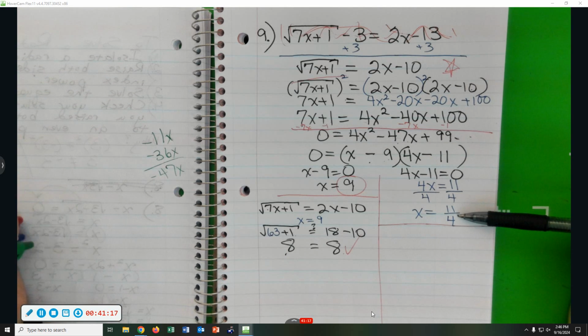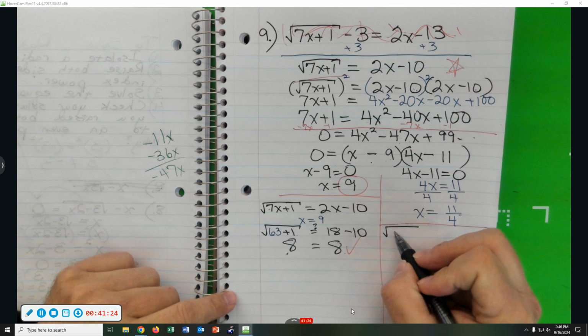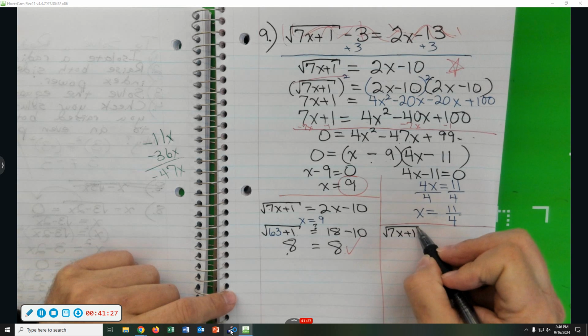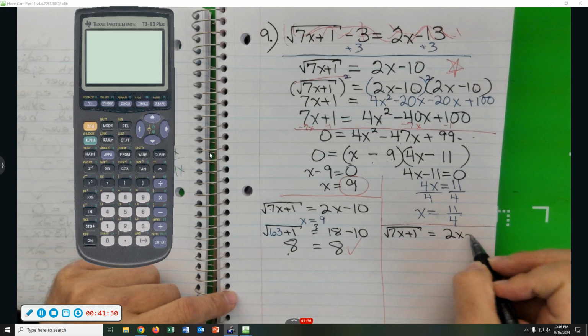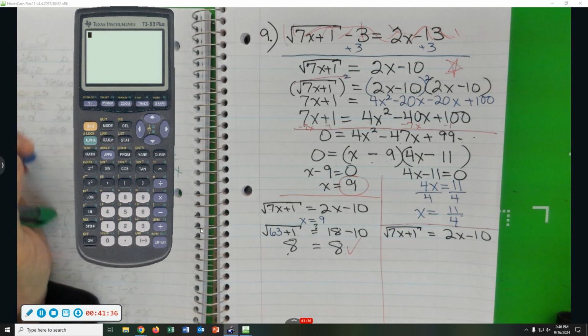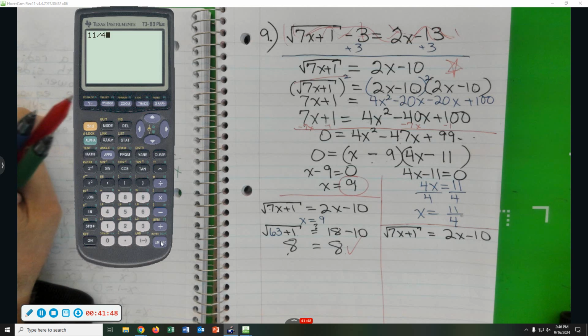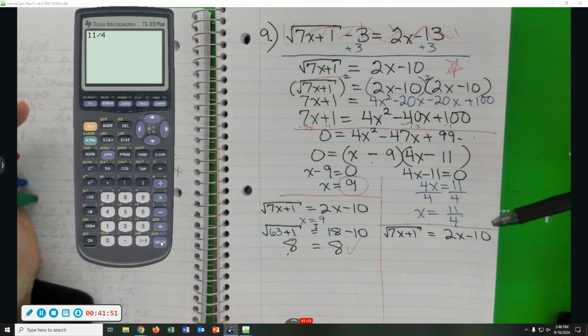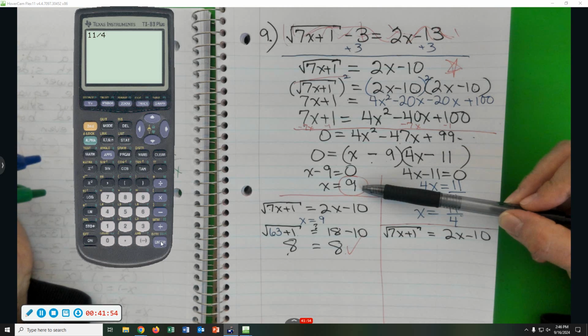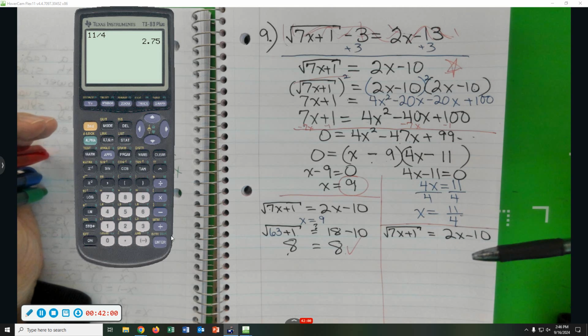What about 11 fourths? Let's plug in 11 fourths. Pull out your calculator, Tony. That'll make it easier. After teaching this stuff for so many years, I've noticed something. If it's a square root equation and you have two possible solutions, more times than not, one will check and one won't check. So right now, if I just had to guess, I know 9 checks. If I just had to guess, say it was a test, I was out of time, I'd guess that 11 fourths doesn't check. But let's see.